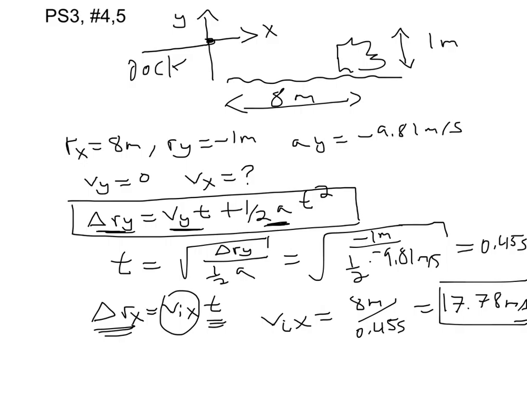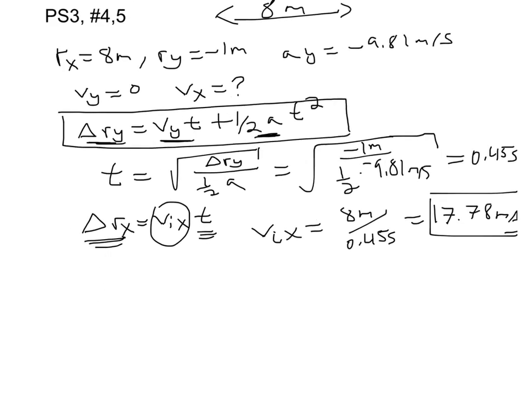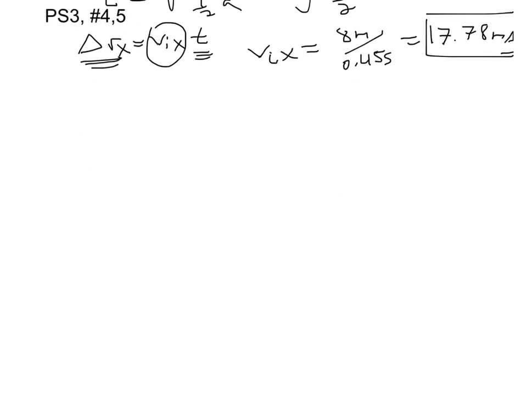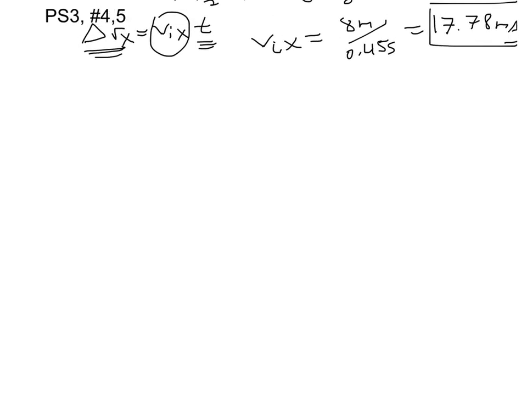Now we can continue solving, and go ahead and write and solve number 5. This is problem number 5, which is an extension of problem number 4, so we'll continue and solve that now. Problem number 5 is asking for the resultant velocity when the dog comes in contact with the water. So when the dog does a belly flop into the water, what is its resultant velocity?